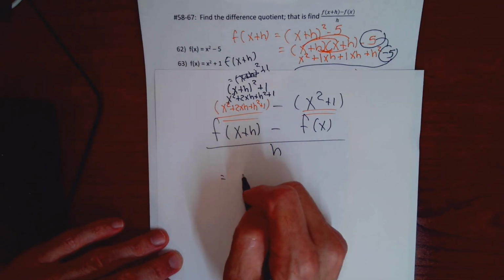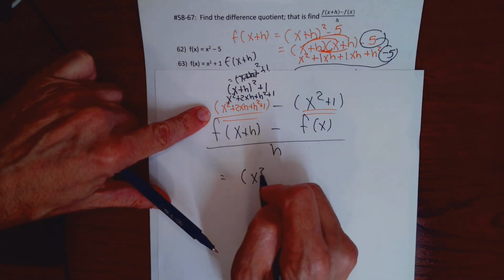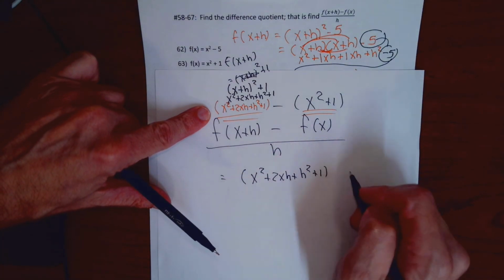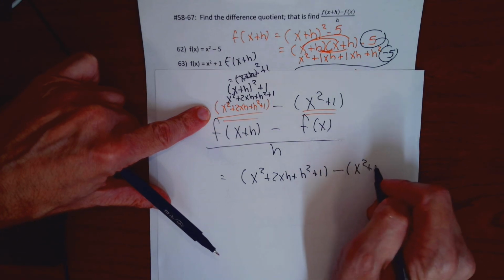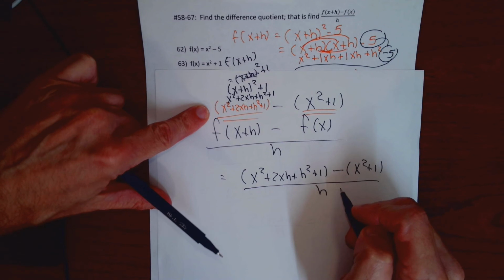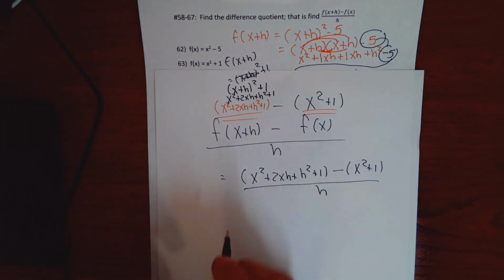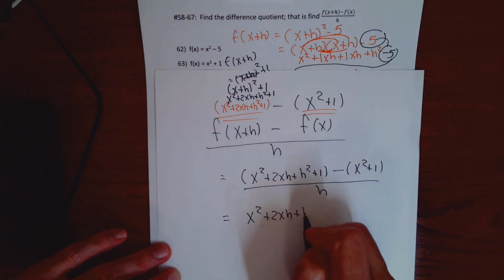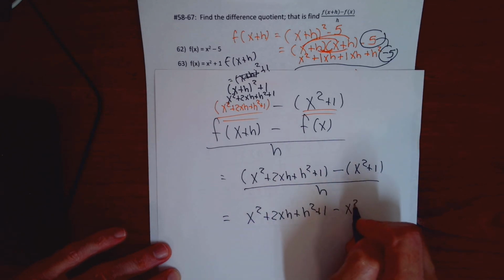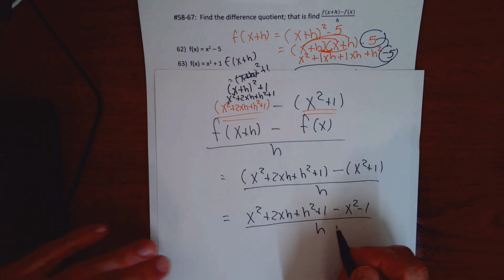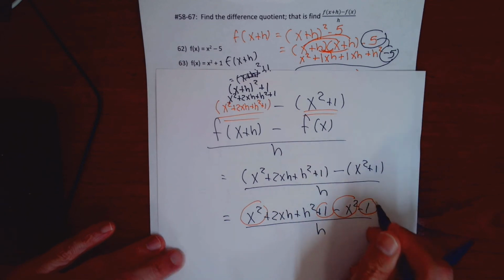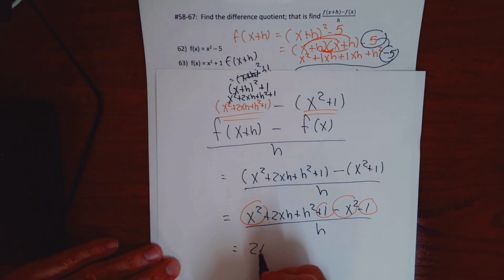So my difference quotient is going to be first parentheses x squared plus 2xh plus h squared plus 1 minus x squared plus 1 all over the h in the denominator. Now I'm going to drop the first parentheses, change the signs as I'm dropping the second parentheses, make it a minus x squared and a minus 1. Any term that doesn't have an h should cancel. The x squareds cancel, the 1's cancel, and this comes out to give me 2xh plus h squared over h.